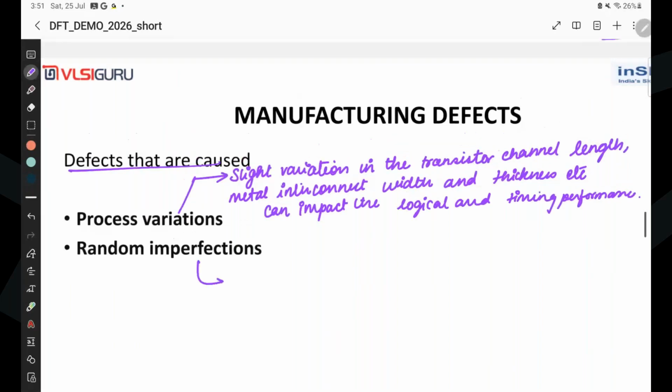And random imperfections mean it can result in unintentional shorts, opens, and so on. So the defects that are caused due to process variation and random imperfection: process variation means slight variation in the transistor channel length, metal interconnect width and thickness, which can impact the logical and timing performance. And random imperfections mean it can result in unintentional shorts, unintentional opens.